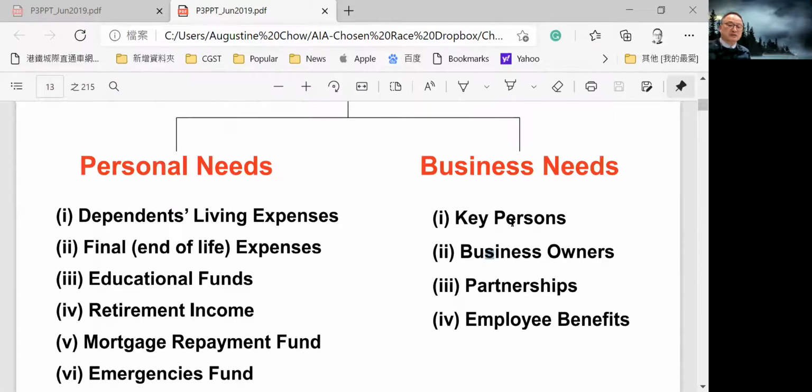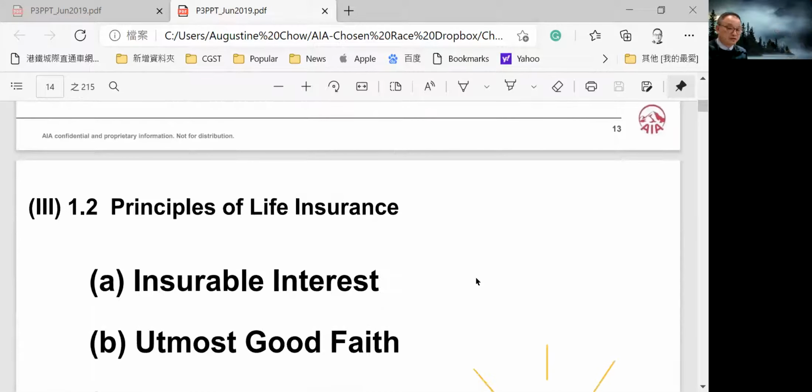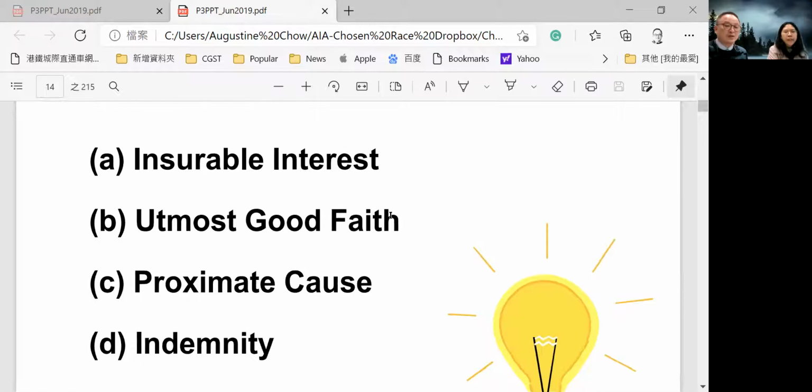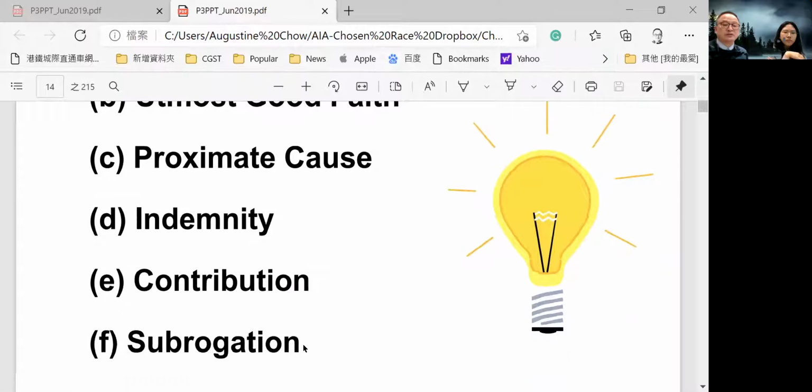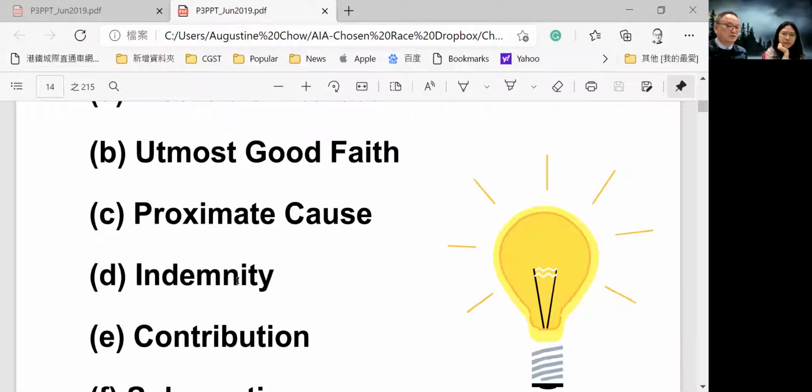And for business needs, we talk about business key persons, directors, key managers, business owners, partners, shareholders, partnerships, lawyers' firms, accountant firms, doctors, employee benefits. We talk about all of this. These are for business needs because they have the insurable interest, and the principles still apply: insurable interest, utmost good faith, proximate cause, indemnity, contribution, everything applies. Although we do not call it damage, we call it death benefits, or insured benefits.